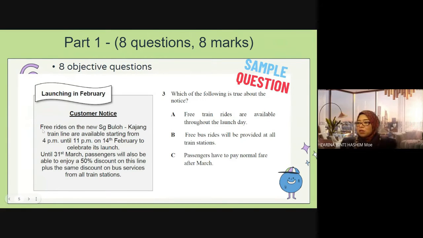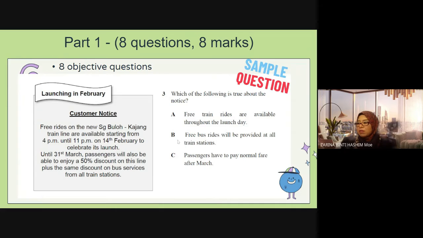If you see the first line itself, free rides on the new Sungai Buloh Kajang train line, starting from 4 p.m. until 11 p.m. on 11 February. And then in the answer option, they give you free train rides are available throughout the launch day. That is your keywords, free train rides, and then whether it is throughout the launch day or from a certain time. So you have to look at the answer options carefully.